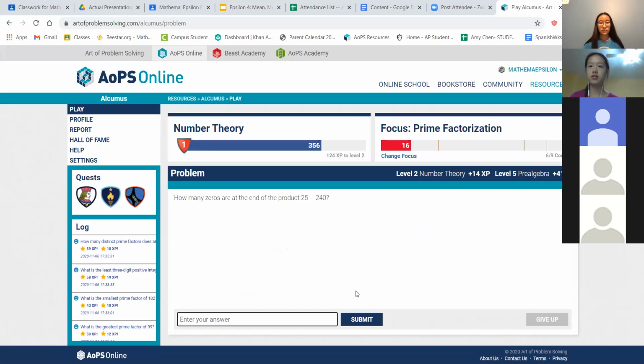How many zeros are at the end of the product 25 times 240? A good way to do this is not to multiply it out, but just to notice that in order for a number to have a 0, it has to have a 10 in its prime factorization. And the number of 10s in its prime factorization is the number of zeros. So just throwing that out there.